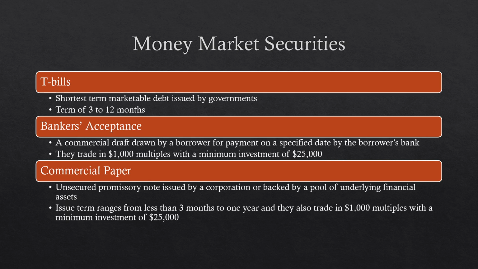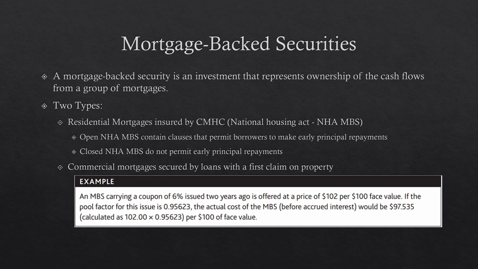The issue term ranges from less than 3 months to 1 year, and they also trade in $1,000 multiples with a minimum of $25,000. There's also what's called mortgage-backed securities. So a mortgage-backed security is an investment that represents ownership of the cash flows from a group of mortgages. There are 2 different types. You have residential mortgages, which are insured by CMHC. You have open NHA MBS, which contain clauses that permit borrowers to make early principal repayments, and then closed NHA mortgage-backed securities, which do not permit these early repayments.